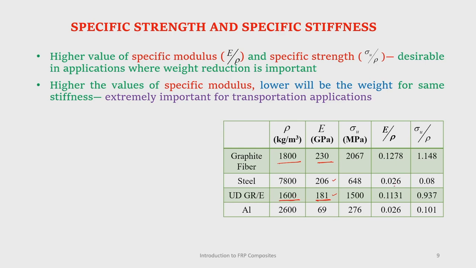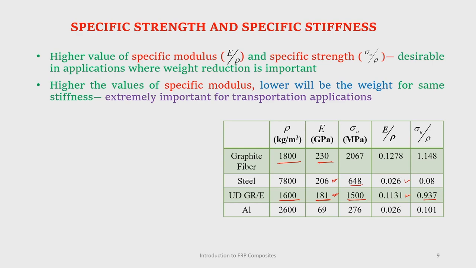This leads to the definition of specific modulus. What is specific modulus? E by rho, that is Young's modulus divided by density. So, even though the Young's modulus of the steel and this composite is almost comparable, the specific modulus of the graphite epoxy is almost 5 times more than that of the steel. Similarly, the strength of this composite is almost 2.5 times that of steel, and when it comes to specific strength, it is roughly 10 times that of the steel.